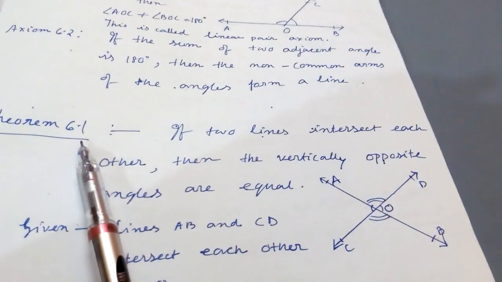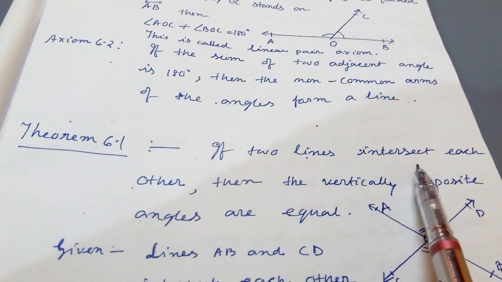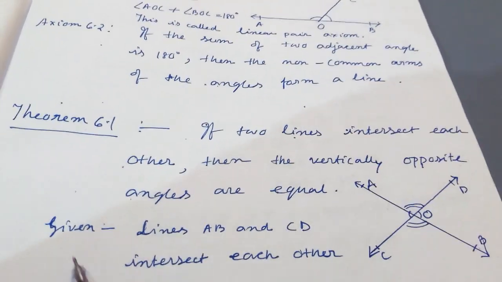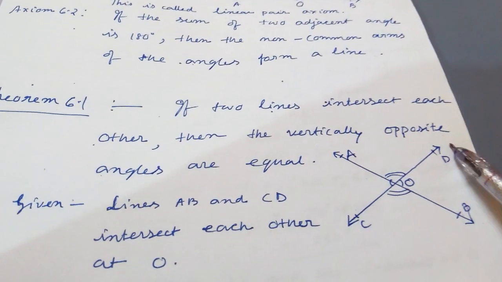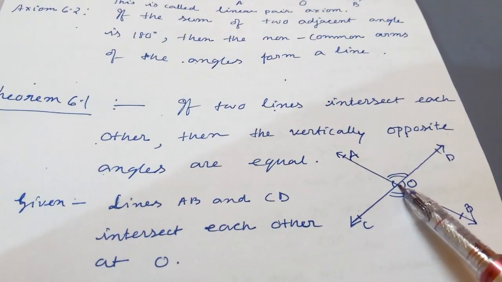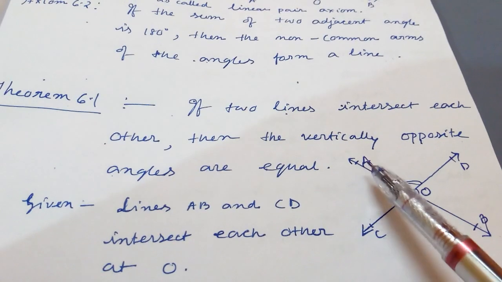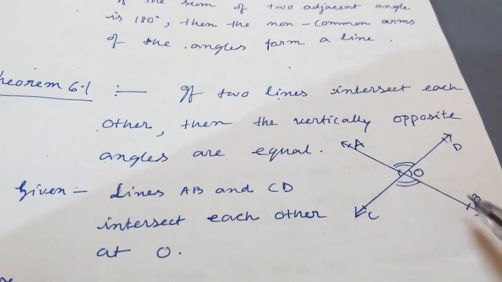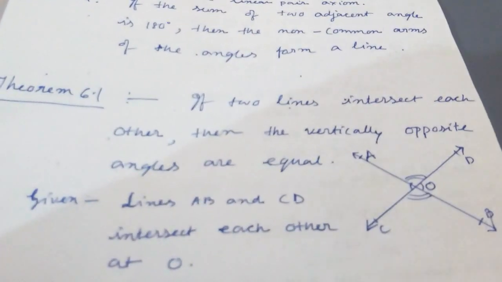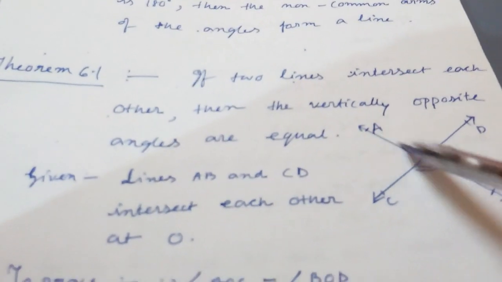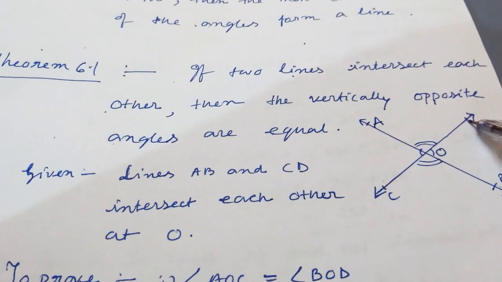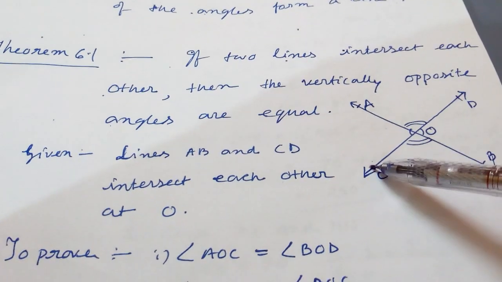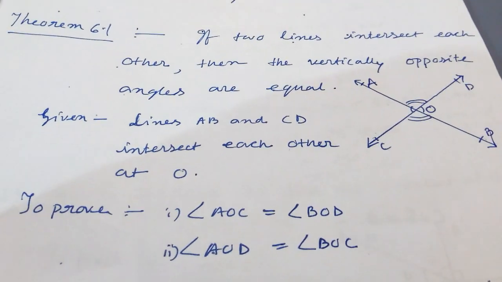So, Theorem 6.1. If two lines intersect each other, then the vertically opposite angles are equal. Given: AB and CD, two lines intersecting at O. To prove: vertically opposite angles AOC is equal to BOD and AOD is equal to BOC. Proof: ray OA stands on CD. By the linear pair axiom, we get AOD plus AOC is equal to 180 degree.